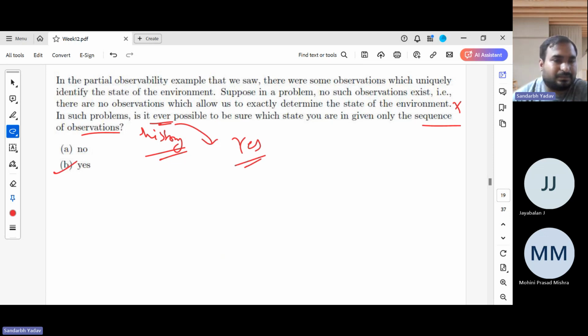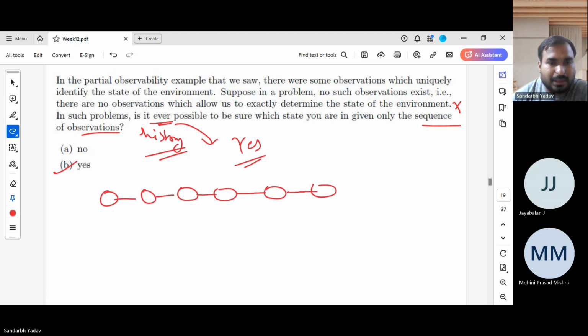Suppose your MDP is a chain type of MDP. So one, two, and this is the only direction which you can go. And if your history says that initially you were in S1, S2, S3, S4, S5, and now you have taken one more action, now you should be in S6, right? You can determine this. So it is possible to be sure about this based on history.